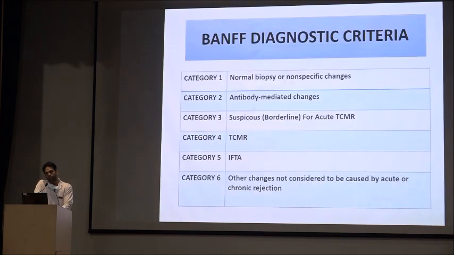Now, Banff has categorized diagnostic criteria on biopsy: category 1 is normal biopsy. Category 2 is antibody mediated changes. Category 3 is suspicion of acute T cell rejection, borderline. Then acute T cell rejection is diagnosed in category 4. If there are chronic changes, category 5. And category 6 is when the graft is deteriorating, but we can't find the cause in acute or chronic rejections.